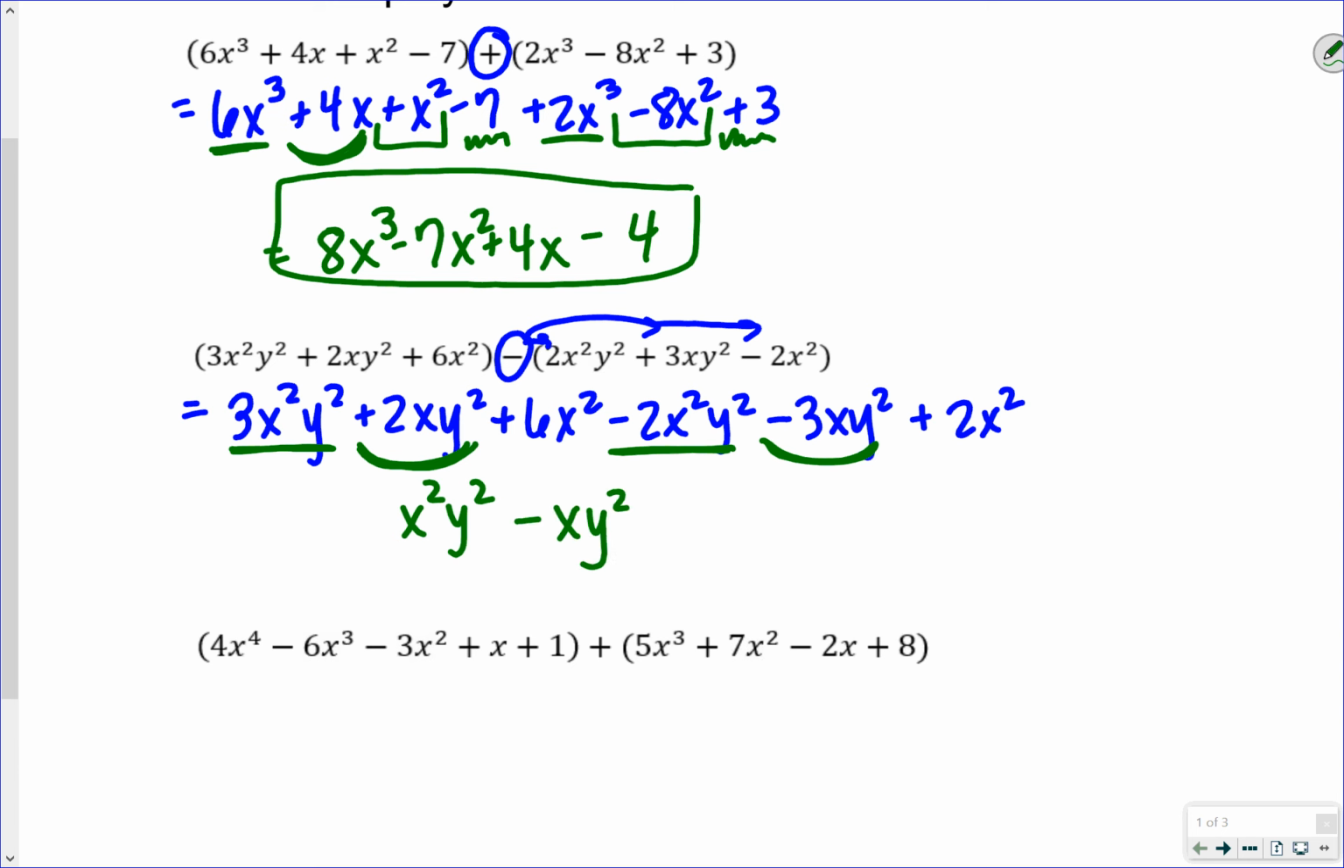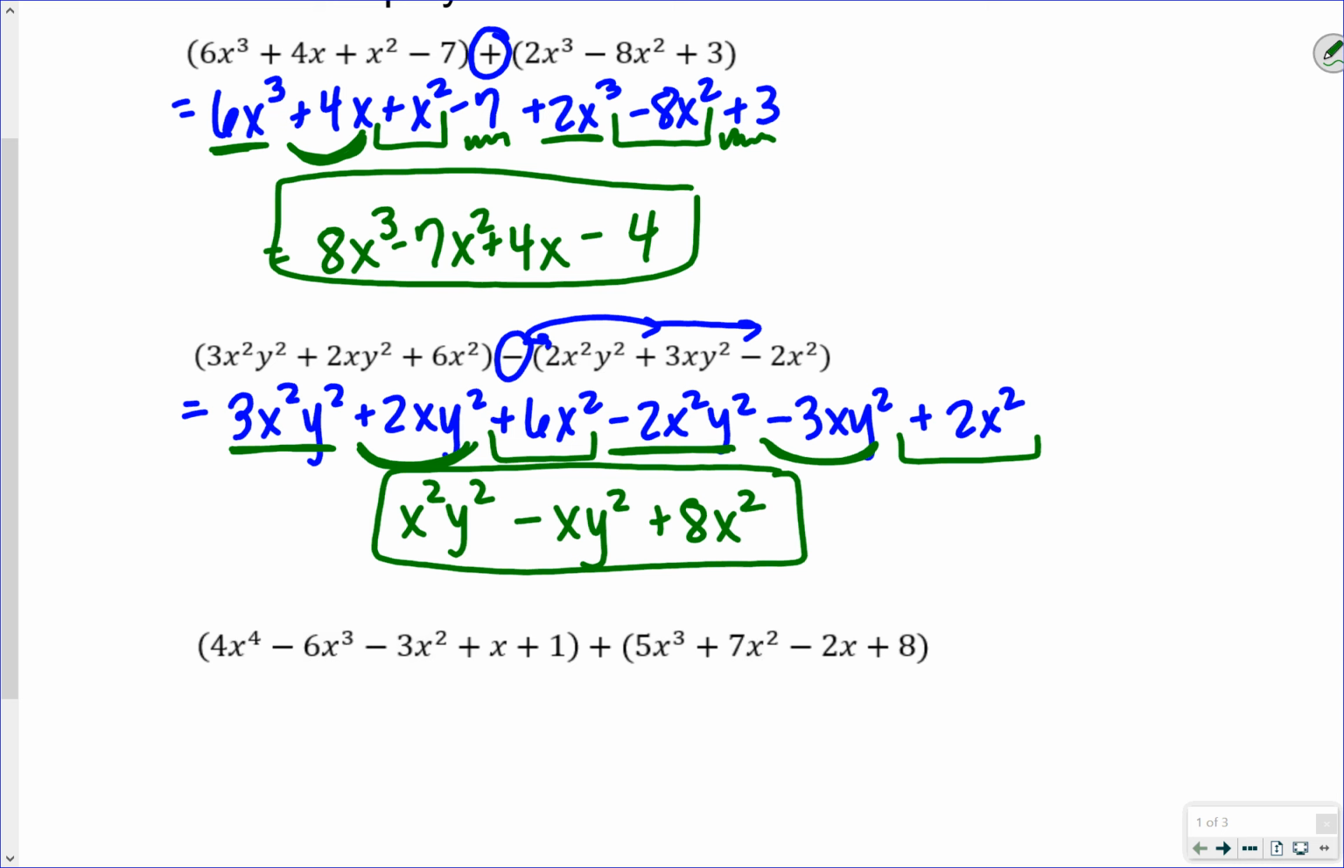My next term is a plus 6x squared, which is great because my last term is also an x squared term. So I have plus 6x squared plus 2x squared is a plus 8x squared. Double check your terms to make sure you don't have anything that is alike, and we don't. So here is my final answer.